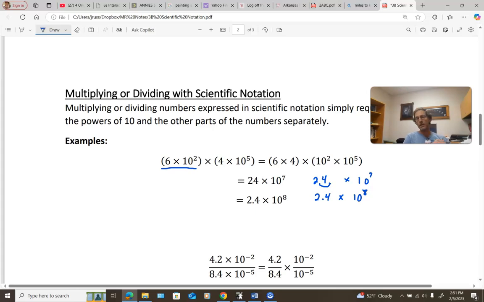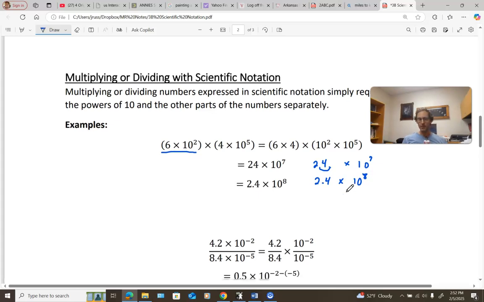So in this section, guys, when you're working with multiplying or dividing these numbers expressed in scientific notation, at the very end, you may have to adjust a little bit, such that this first number here is between 1 and 10. So you may also have to adjust that power of 10. But anyway, this would be your answer. 2.4 times 10 to the 8th power. Now, with division, it's very similar.